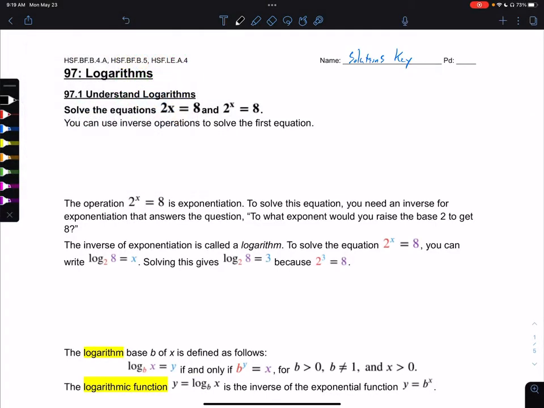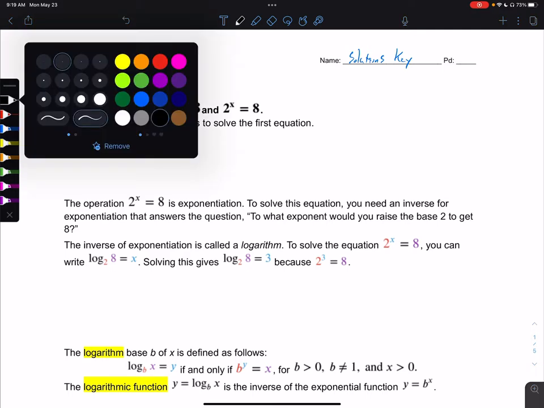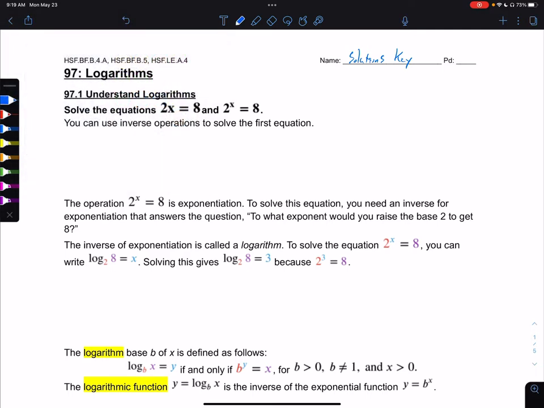In this video, we're going to look at topic 97, example 1, understand logarithms. So in 97.1, understand logarithms, they want us to solve the equations 2x equals 8 and 2 raised to the x power equals 8. Let's keep this quick and simple.